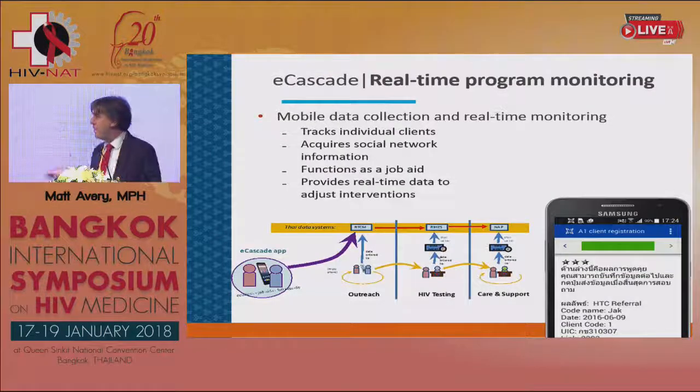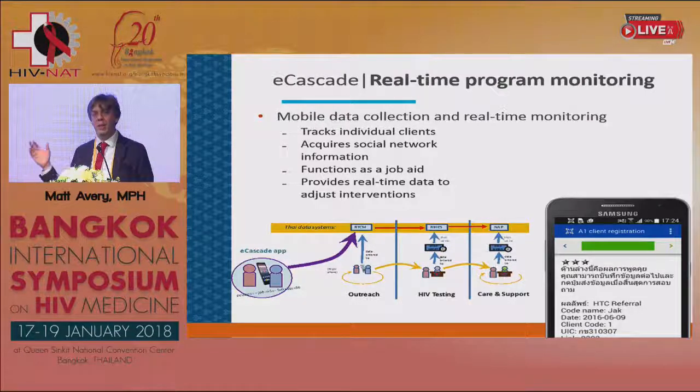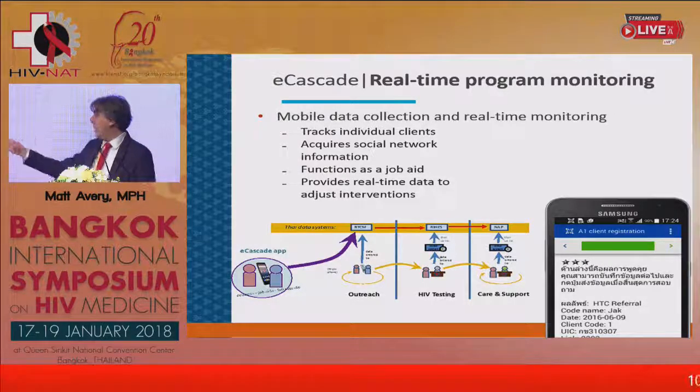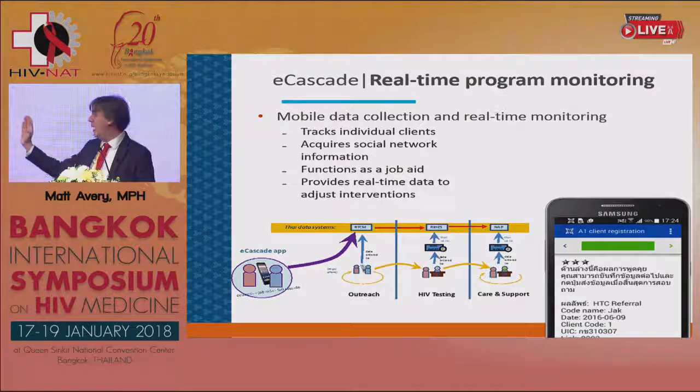Okay, the last model I'm going to share, because I'm cognizant I'm almost out of time, is in our typology, the last set were uses of ICT to track HIV cascade performance and improve over time. So the model we are piloting is a platform we call eCascade, which is a real-time data collection app that lives on a smartphone. Within our program, each outreach worker has access to this app. Each HIV testing center has access to this app, and each care and support center supporting clients who are on ART has access to this app.